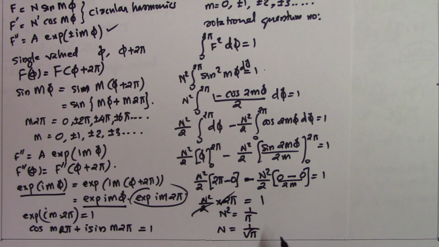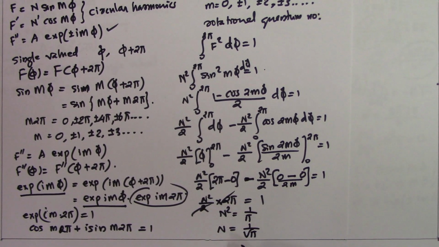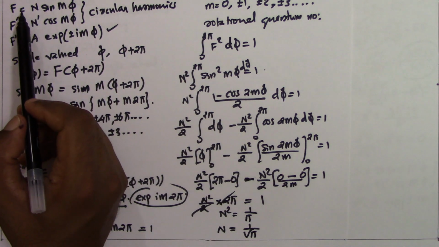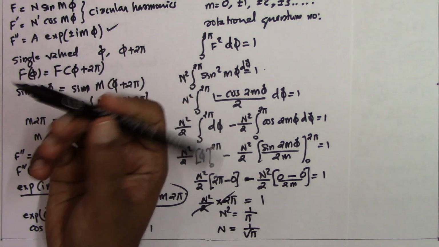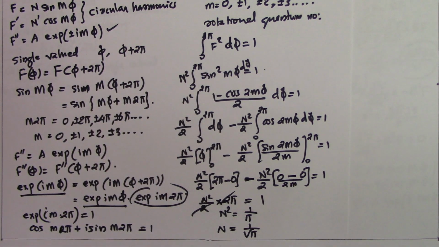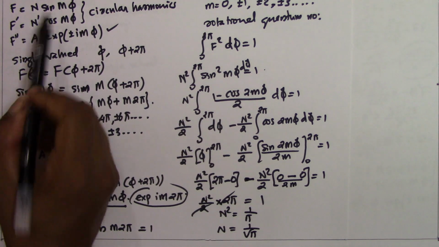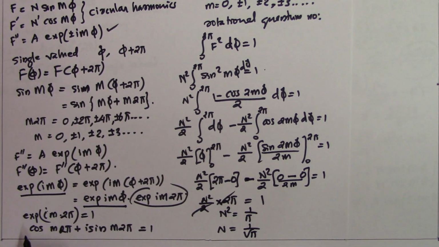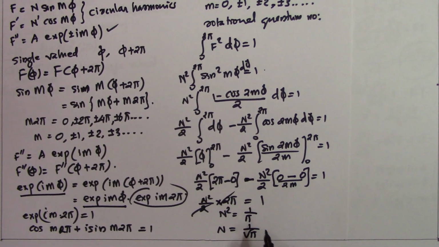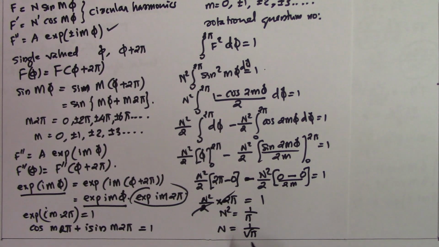So we have obtained the value of N here. So N actually is a normalization factor. By applying the condition for normalization, we have found out the value of N, that N is equal to 1 divided by root π. Therefore, f is equal to 1 divided by root π into sin mφ. So f is equal to, we will write this last.